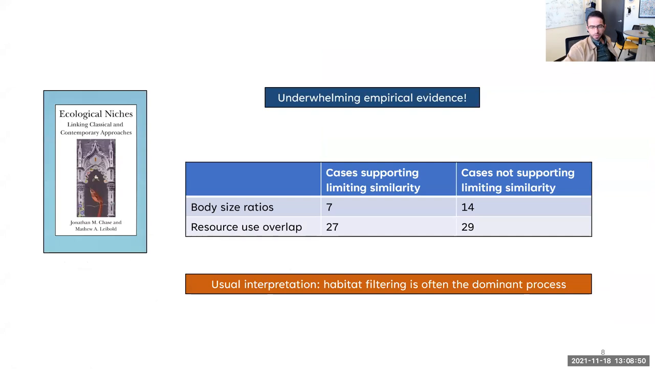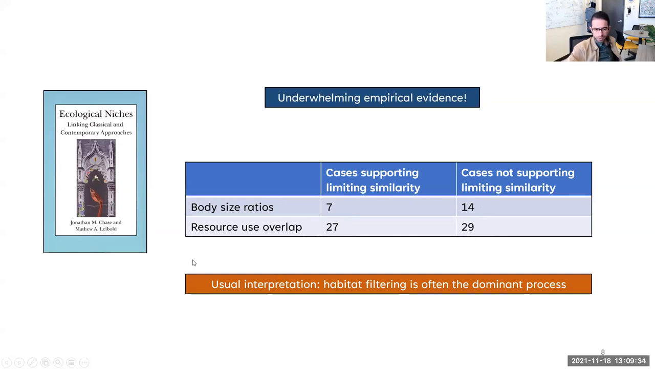Now, that idea, like I said a few times now, is very intuitive. The problem with it is that there's underwhelming empirical evidence for it. This is a classical book on ecological niches, which did a meta-analysis of the evidence for limiting similarity in nature. Essentially what it finds is you find limiting similarity less than half the time. In fact, more than half the time, you find the opposite situation. Species are actually more similar than you would expect by chance, whether you measure it through a trait like body size or try to estimate resource use overlap. You end up seeing more resource use overlap than you would expect by chance more than half the time.